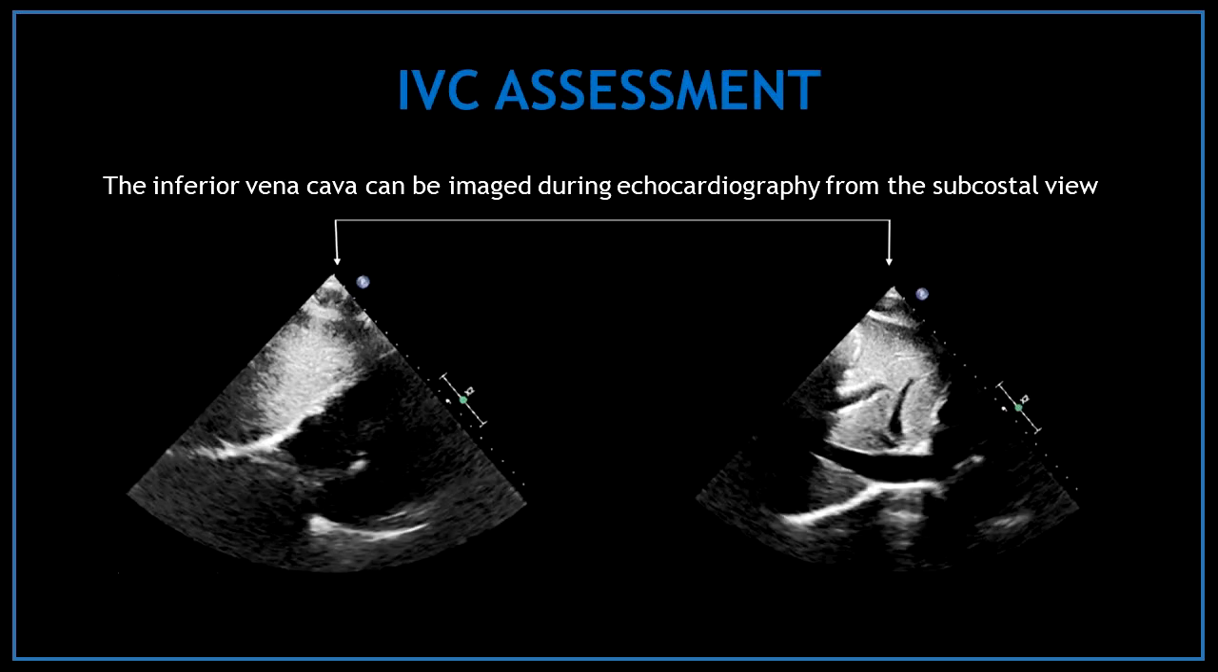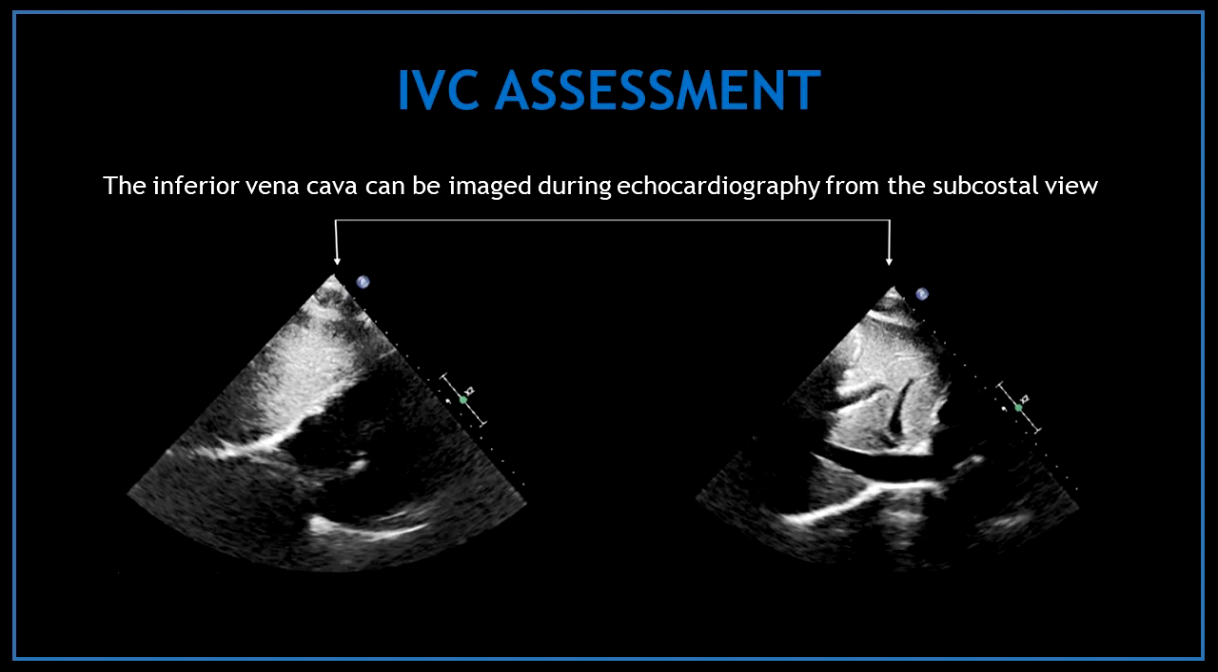As I said before, the inferior vena cava can be imaged during echocardiography from the subcostal view. I already have a video on my YouTube channel on how to obtain the subcostal view, and I will leave the link in the description.